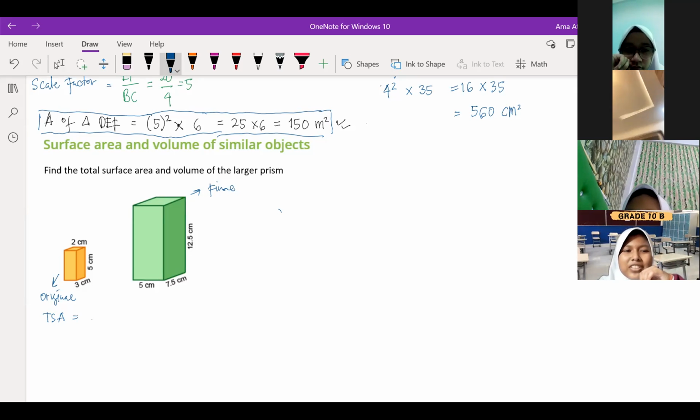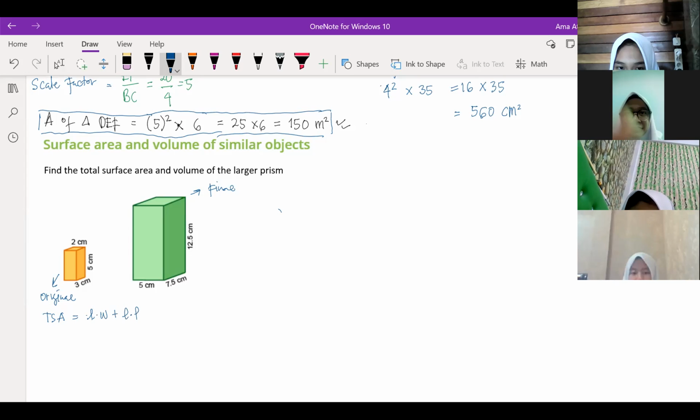If I'm not wrong, it's length times width, and then plus length times height, and then plus width times height, multiplied by 2. Good. Multiply by 2. Right, 2 times the sum of the length and the width, the length and the height, the width and the height.